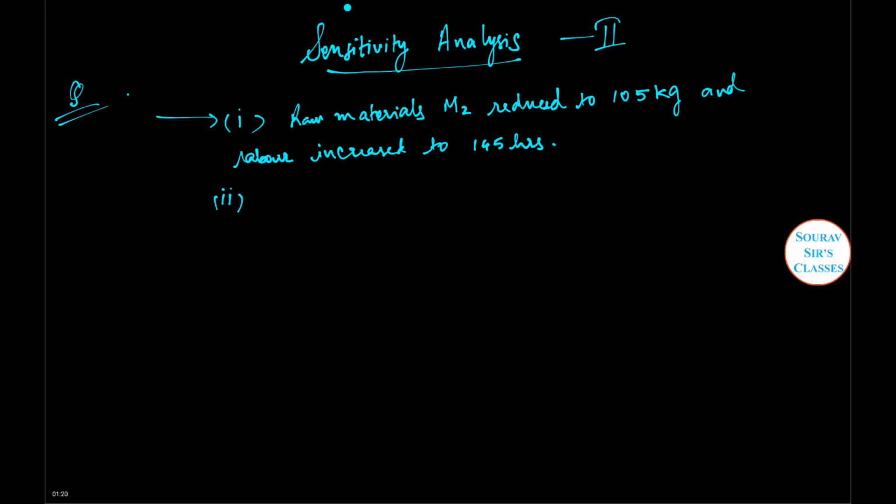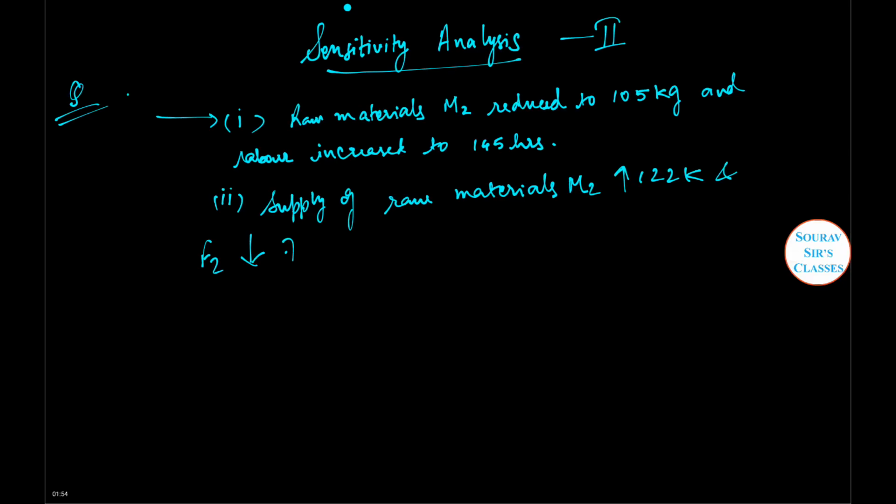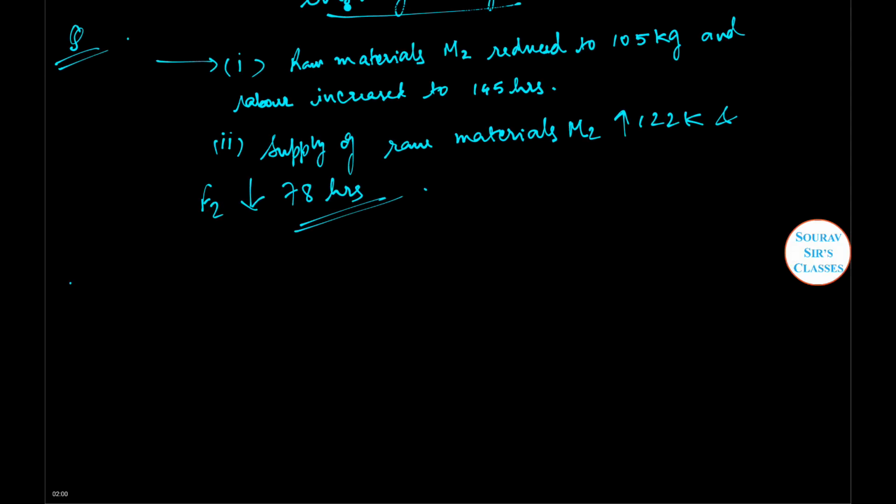kgs. Sorry, it will be 78 hours. Supply of raw materials M2 increased to 122 kg and F2, that is the labor's supply, reduced to 78 hours. Hence, we find the solution.